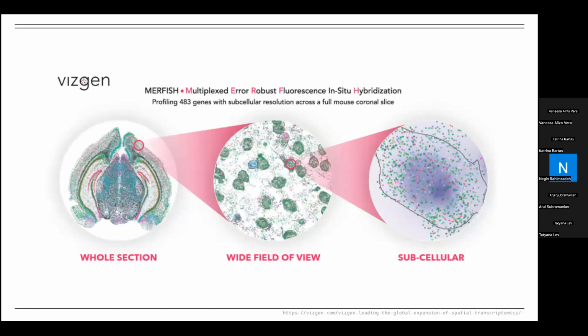So here's an example of imaging-based transcriptomics. So this is MERFISH from VizGen. Because it's an imaging-based approach, you can see individual transcripts being expressed in this cell. So each colored dot is a different RNA transcript. But you can see here that you can only profile 483 genes out of the whole genome. So that's only a small fraction of the whole genome. So this is subcellular resolution, but it's targeted or biased.